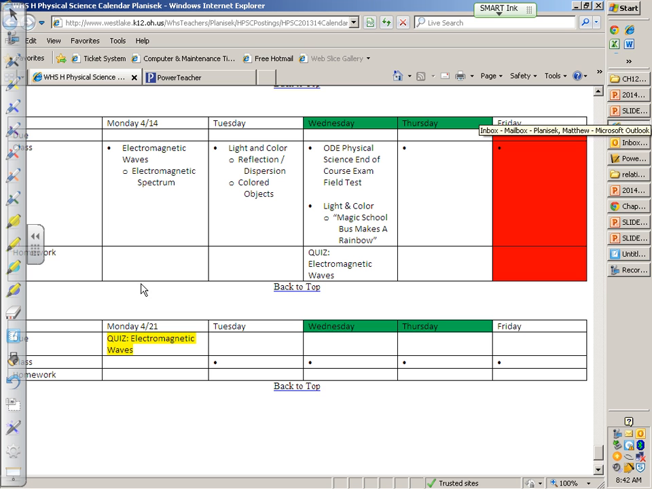Right now the calendar does not have any reading or homework stuff. I will get that updated today, probably during fourth period. Not a whole lot, but just some things to think about as we go along. So I'll get that updated today, okay?